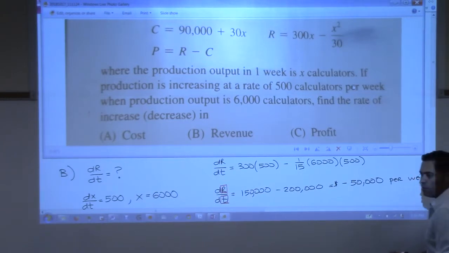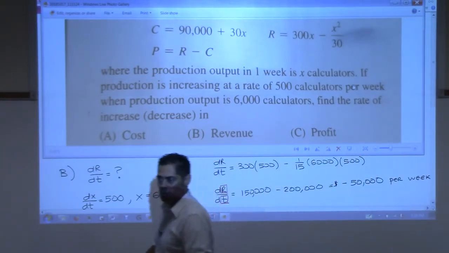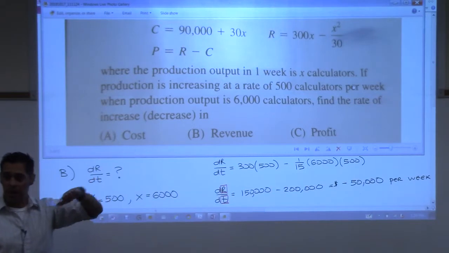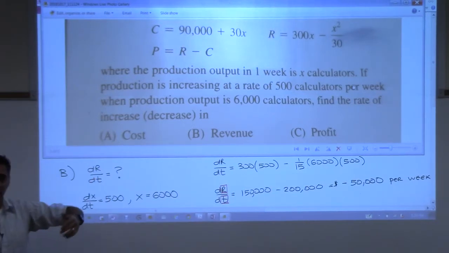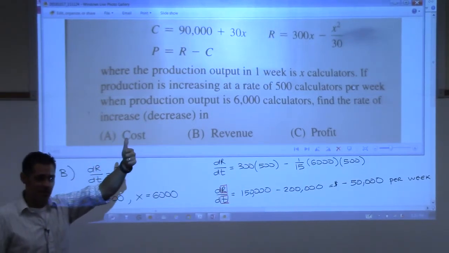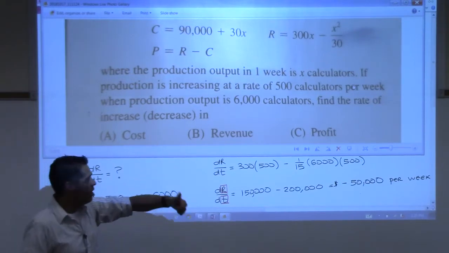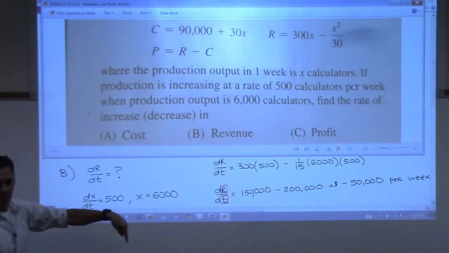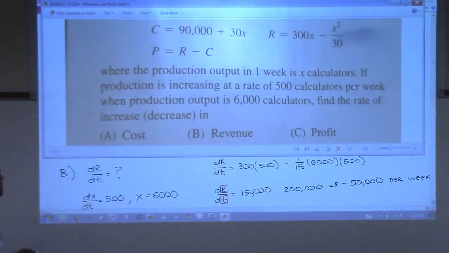Okay, I'm not quite sure we should be increasing our production level. When we were making 6,000 calculators per week, we said, let's up it by 500. When we did that, our costs went up, that's part A, and our revenue went down. That's not good, right?